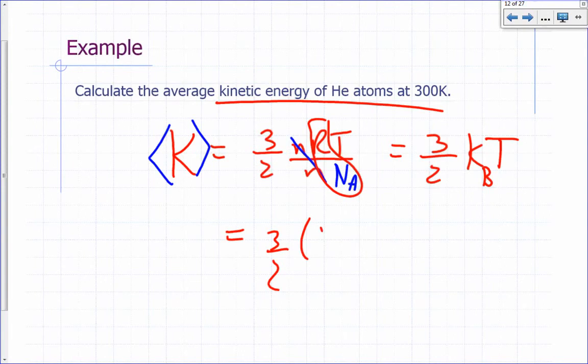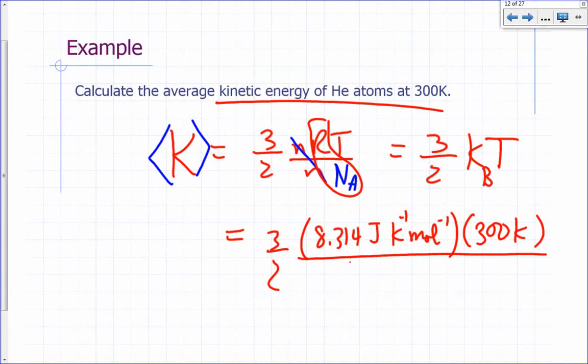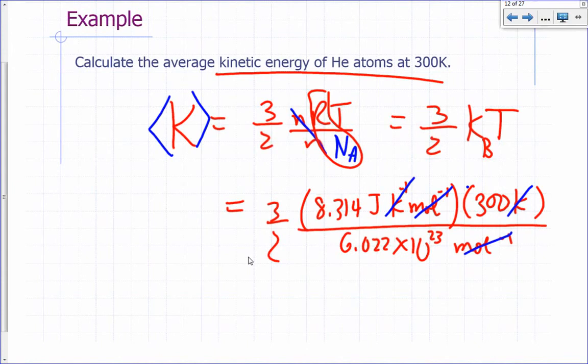Right? So let's plug in the numbers. 3 halves. R is 8.314 joules per Kelvin per mole, times the temperature of 300 Kelvin. Let's just treat that as exact. And our Avogadro's number is 6.022 times 10 to the 23rd per mole, atoms per mole. So per mole cancels out, Kelvin cancels out. That gives you the answer in joules. Okay? So that would be how much? You can plug in those numbers.